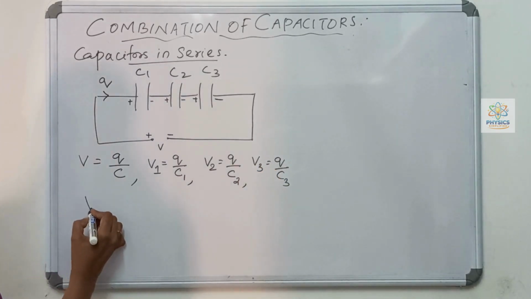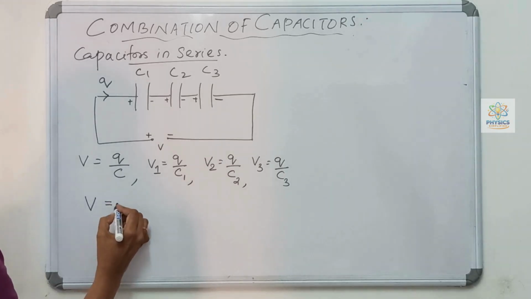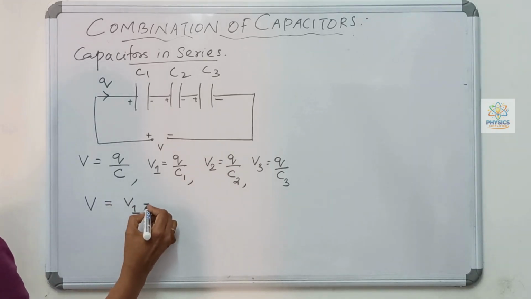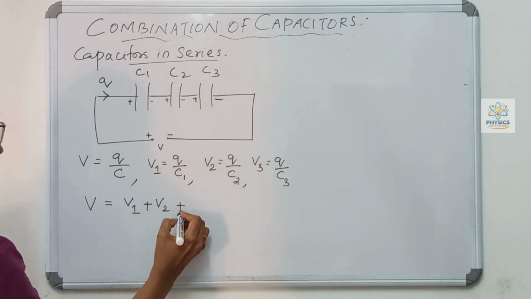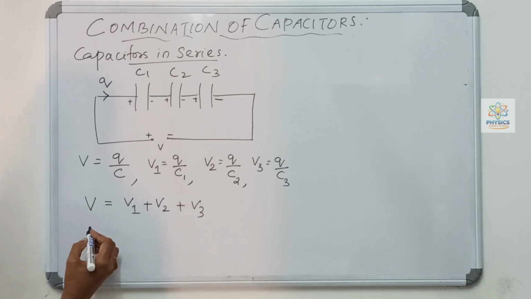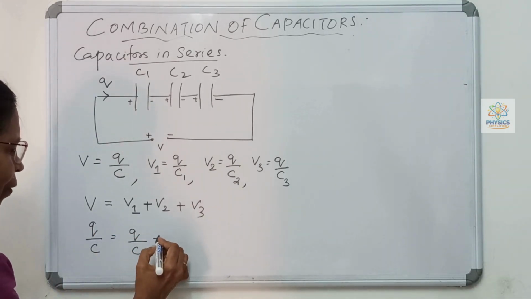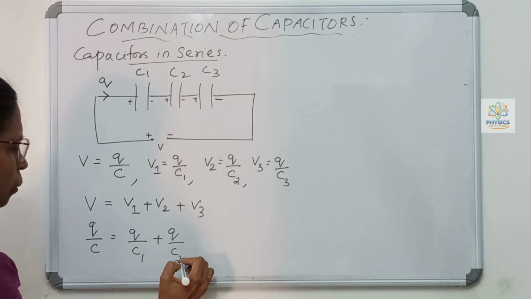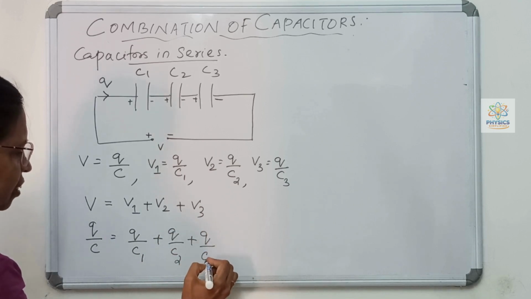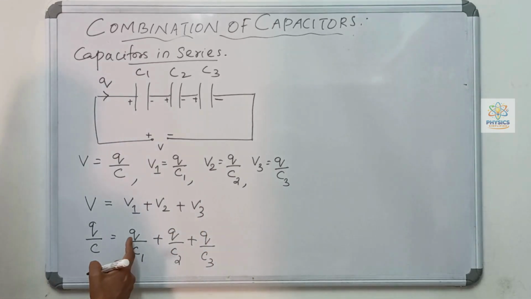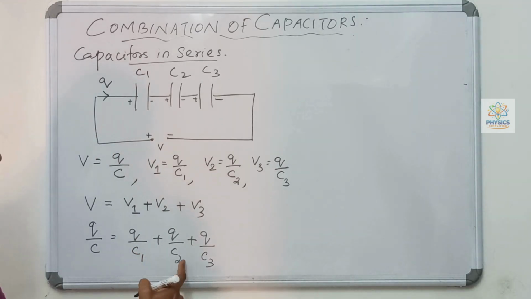The total potential V is equal to V1 plus V2 plus V3. We can write V as Q by C. Here it is Q by C1 plus Q by C2 plus Q by C3. So in the denominator the value is varying, and in the numerator Q is the same.